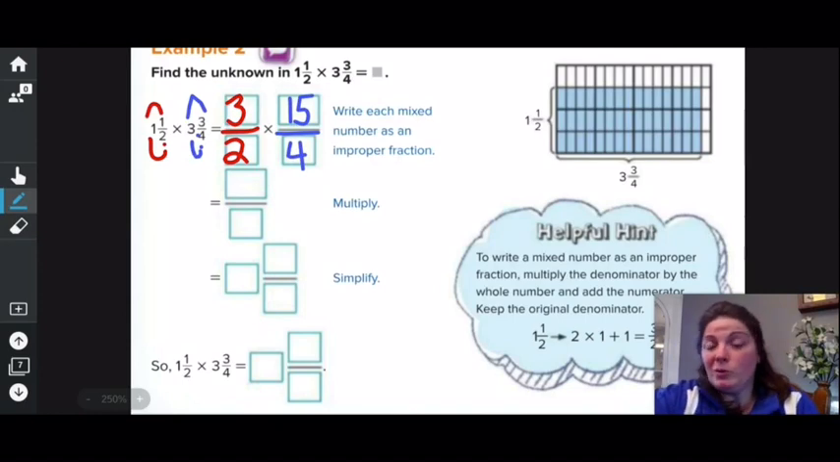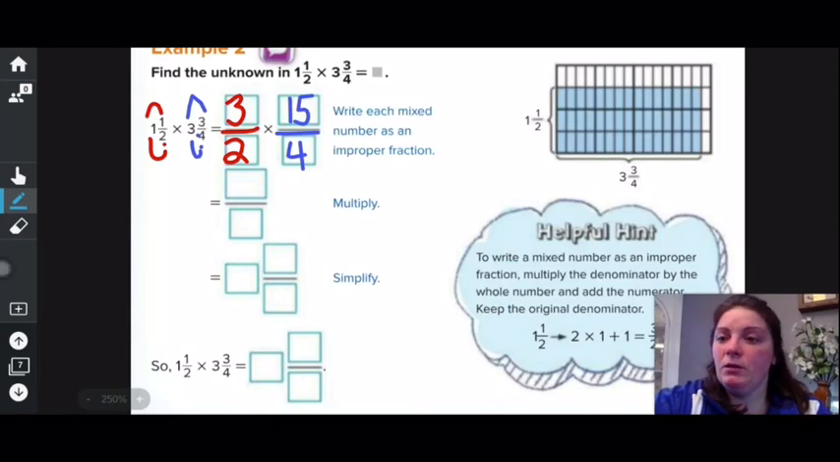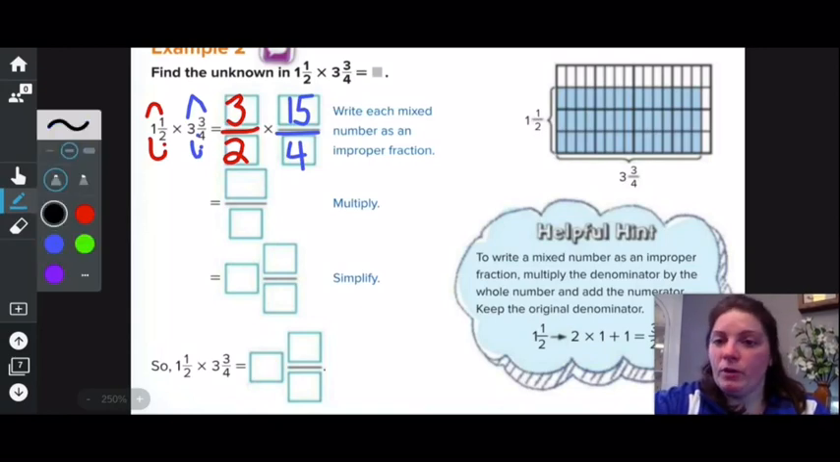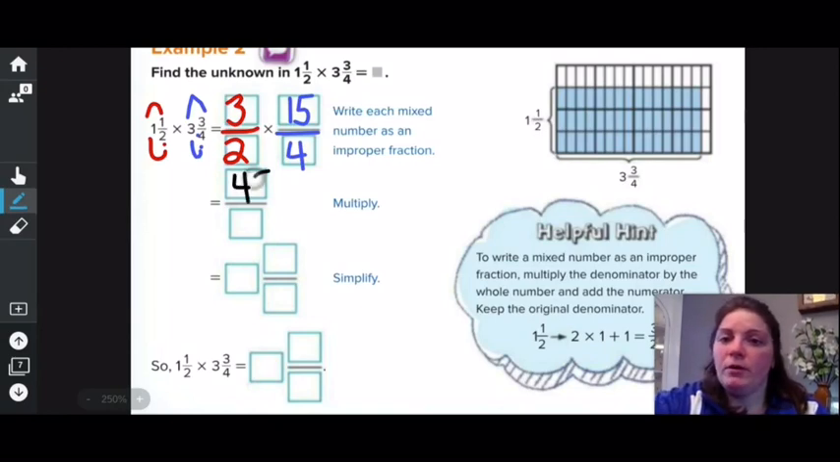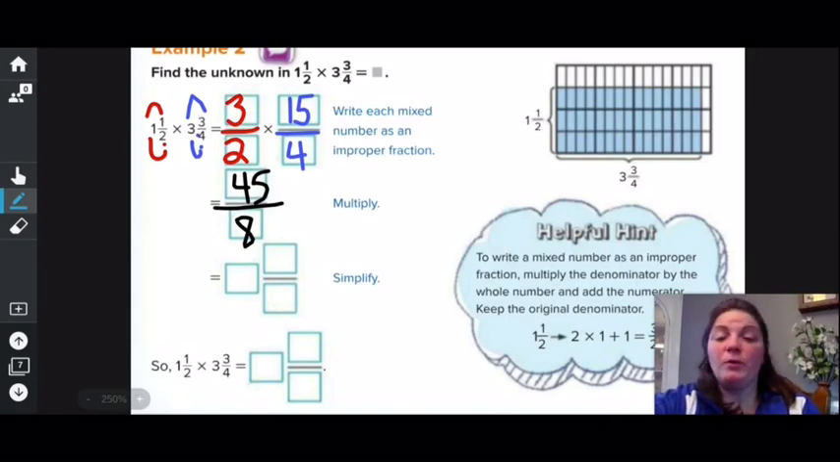Remember, to multiply fractions, you go straight across. 3 times 15. Very good, 45. And 2 times 4, yep, that's 8. 45/8. Remember from your warm-up, how do we make 45/8 into a mixed number? You could either use a model or you can think of division. How many 8s can you pull out of 45?